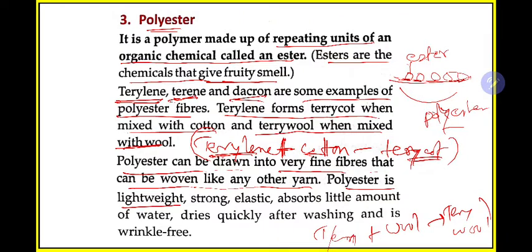Polyester is lightweight, strong, elastic, absorbs little amount of water, dries quickly after washing, and is wrinkle free. Similarly to the previous case, it has some good characteristics. What are these? These are lightweight, strong, elastic, absorbs little amount of water. In the earlier case of nylon, it absorbs no water, but polyester absorbs a little amount of water. It dries very quickly after washing and it is wrinkle free. It will have no wrinkle.